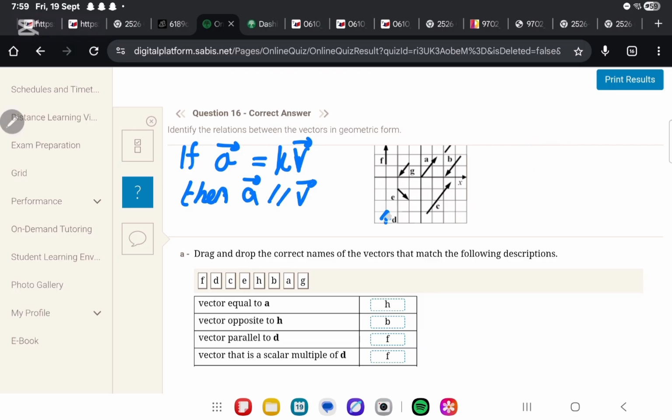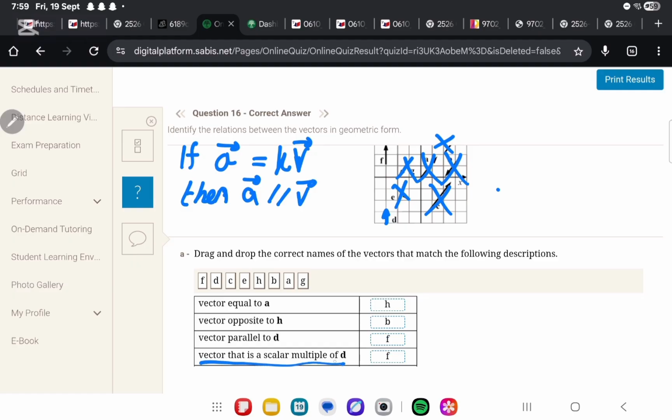So, here, D is this direction, so I need something in this direction too, right? This is out, this is out, this is out, this is out, this is out, this is out. You can see they're not even in the same direction. I need something going straight up. What's left? Vector F. Okay, so vector parallel to D is vector F.